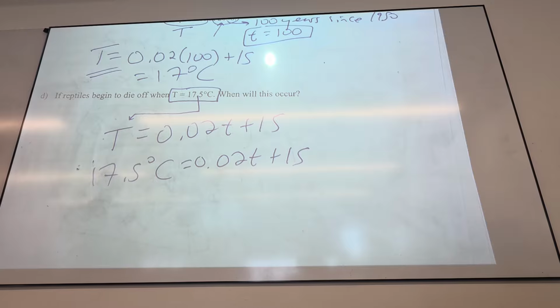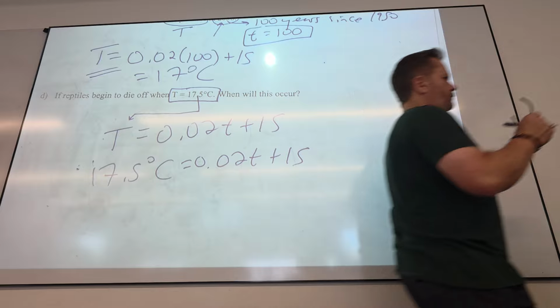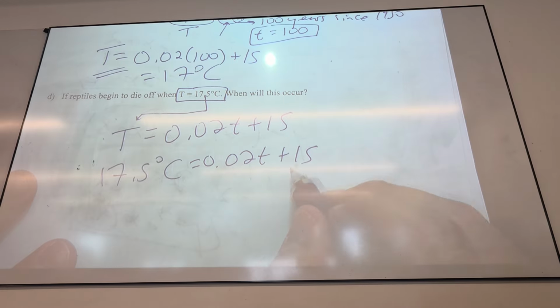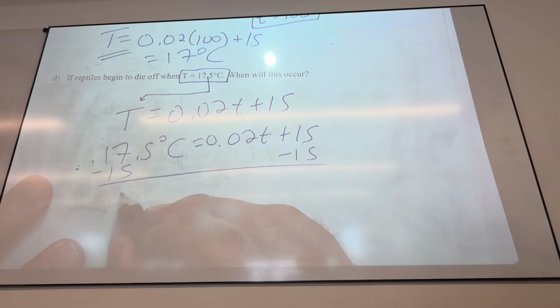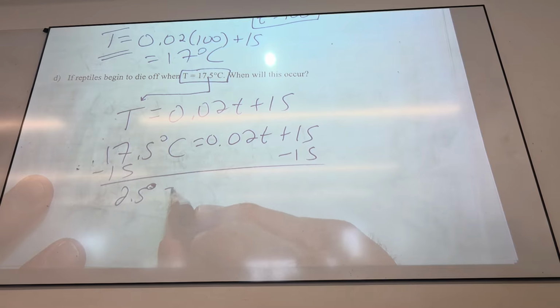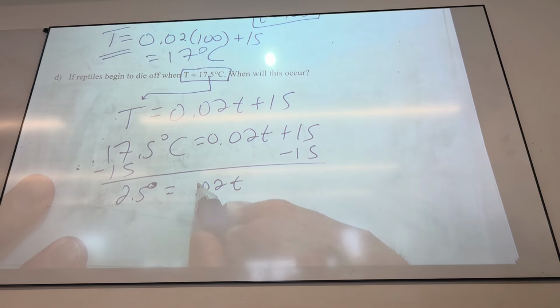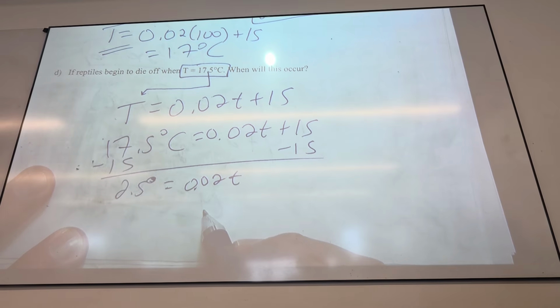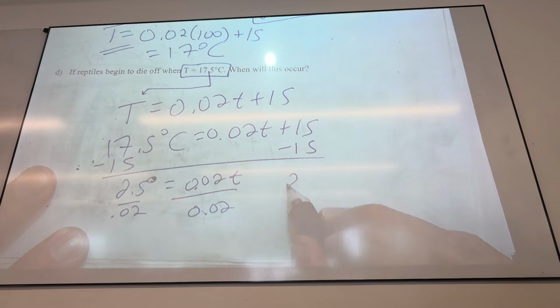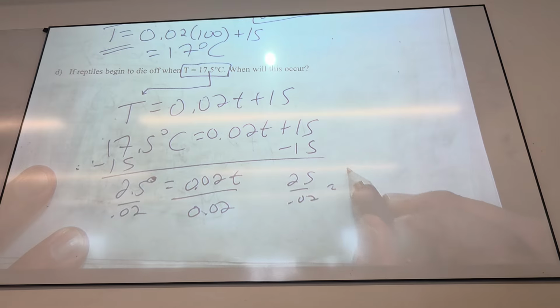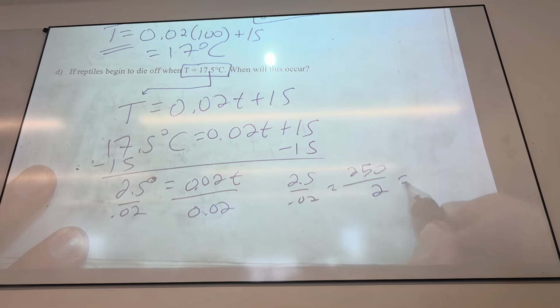How do I solve this? Subtract the 15? I'll do it that way instead. So that'll be 2.5 degrees. Okay, we don't need units. And then how do I get t by itself? Divide by 0.02. 2.5 over 0.02 is 250 divided by 2, which is 125.